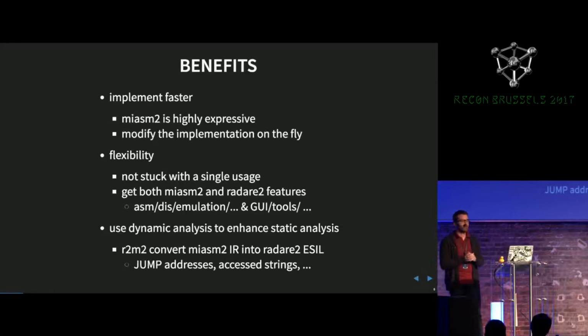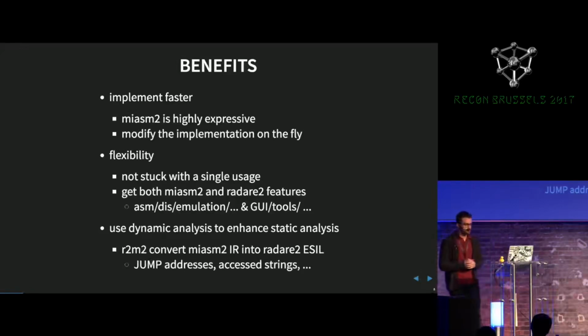The first one is that it helped me to implement a new CPU architecture faster by relying on Miasm, because it's highly expressive. It's really convenient to express a new architecture. And also because Miasm is written in Python, I was able to modify the implementation on the fly while reading the CPU architecture datasheet. Also, it gave me flexibility because I was not stuck with a single usage. At the beginning, I chose to use Miasm for this, let's say, weird CPU architecture, so it gave me assembly, disassembly, and emulation. And r2m2 is giving me the graphical interface of R2, so I'm not stuck with only one tool.